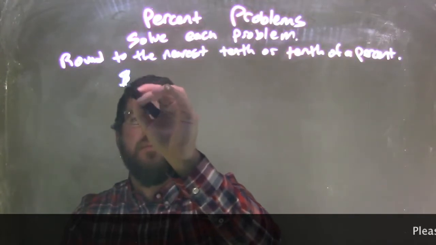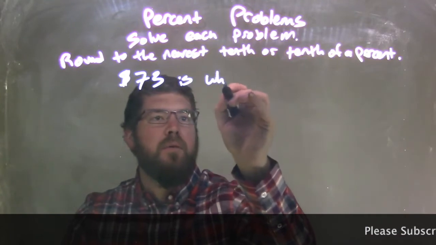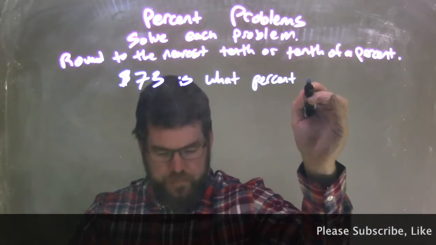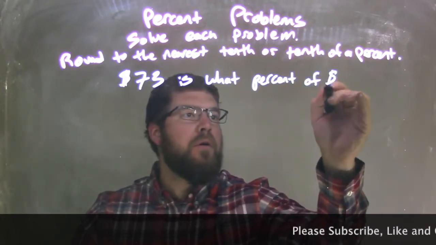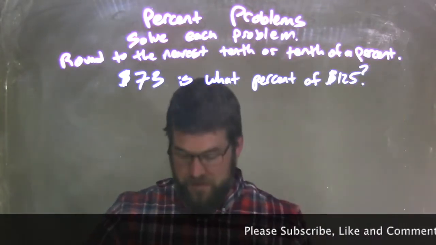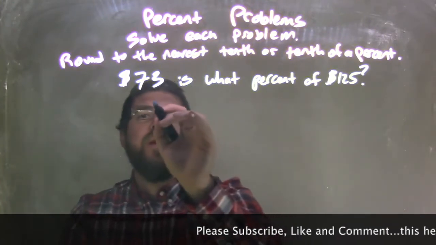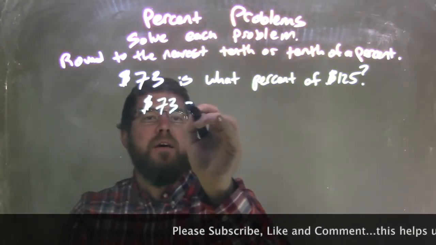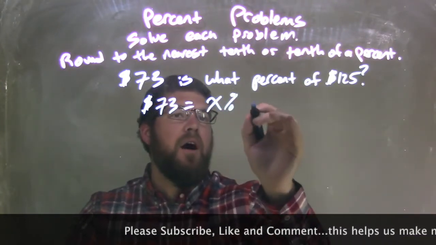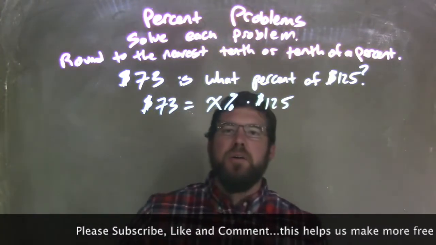$73 is what percent of $125? Okay, so let's see if we can make an equation out of this. $73 is equal to x percent, whatever the x percent is, multiplied by $125. Okay, so now let's go solve that.